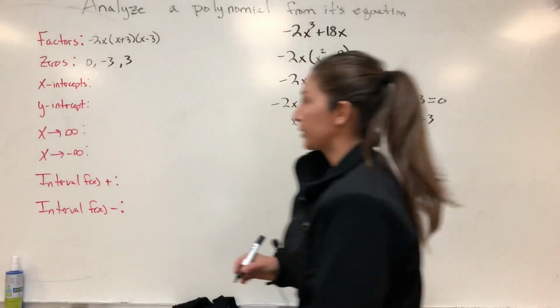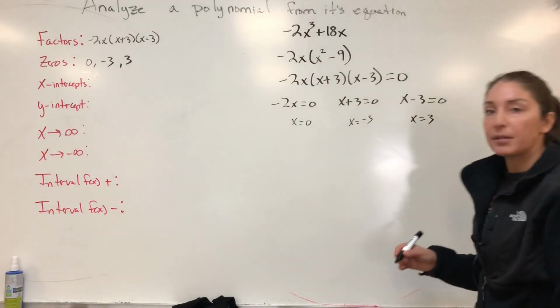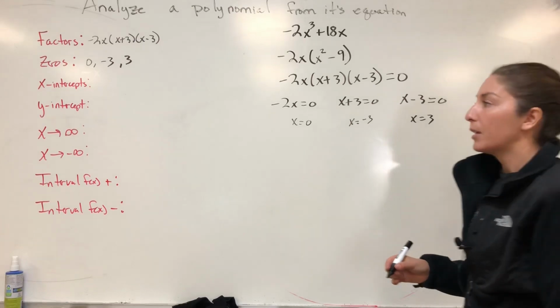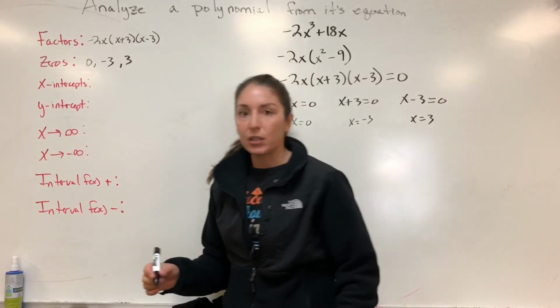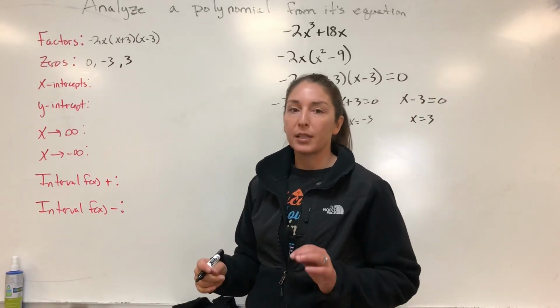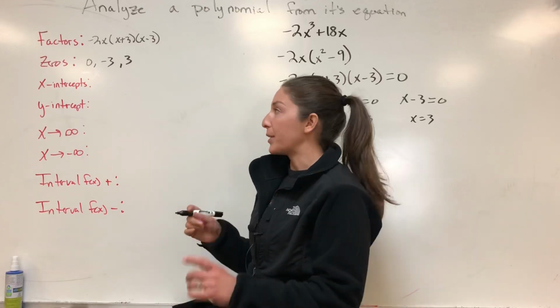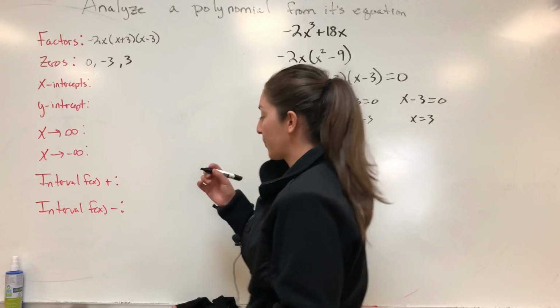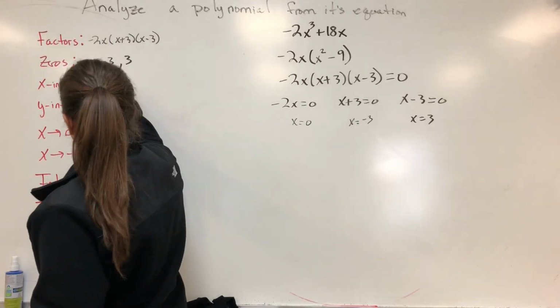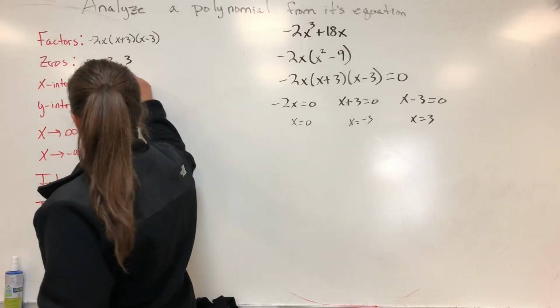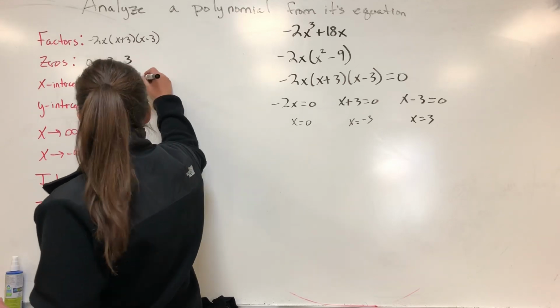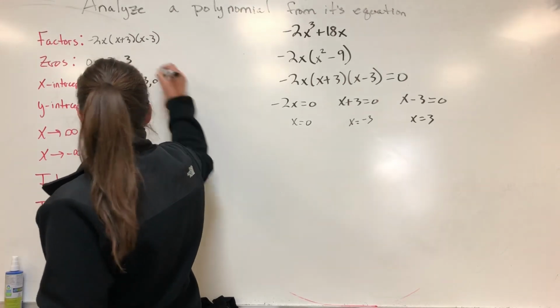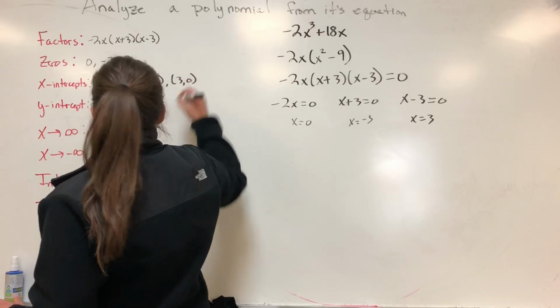Okay, so those are my zeros. Next thing with my zeros, I can now find x-intercepts, because the x-intercept is just the zeros in the x place. So my zeros and my x-intercepts are essentially the exact same thing. My x-intercepts will be at (0, 0) for this guy. They will be at (-3, 0), and they will be at (3, 0).